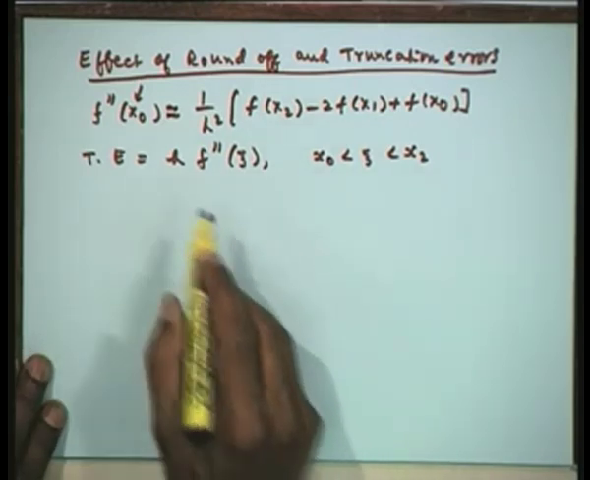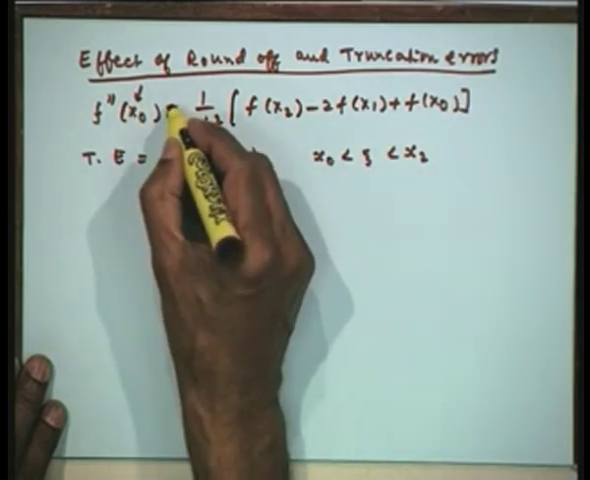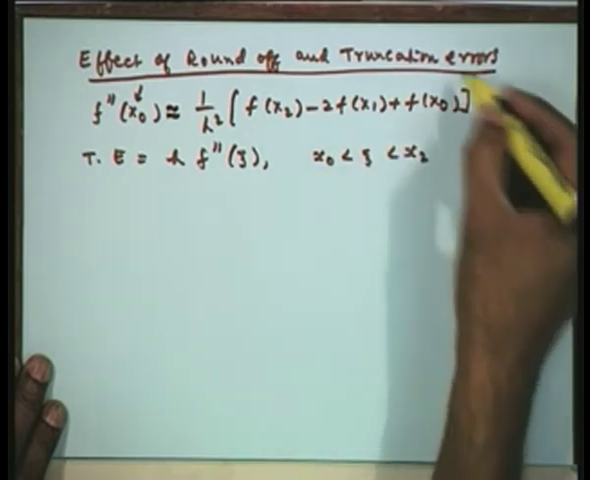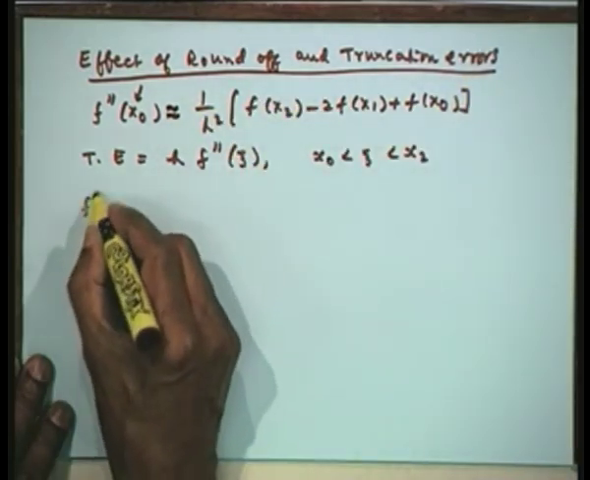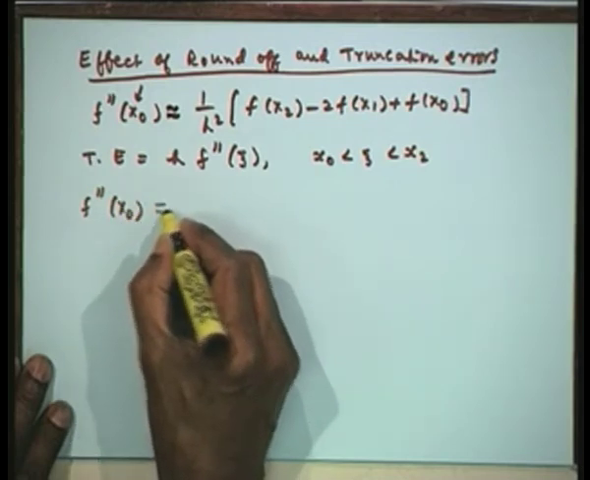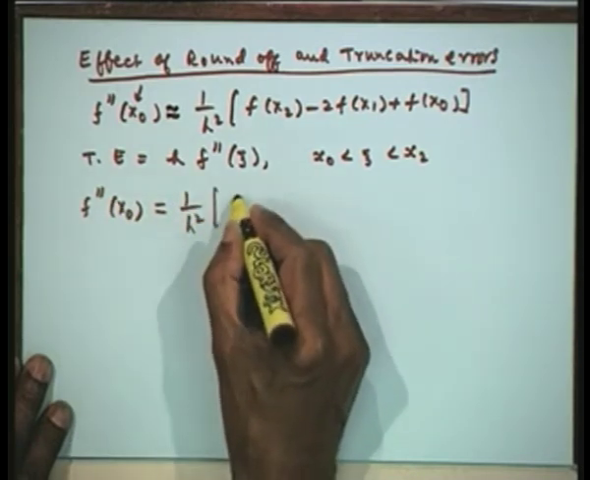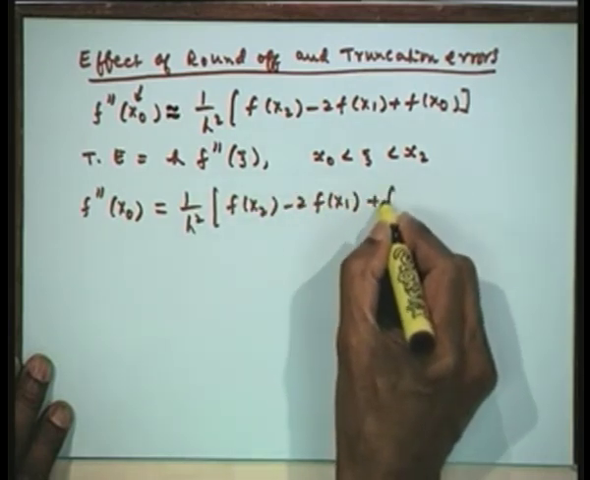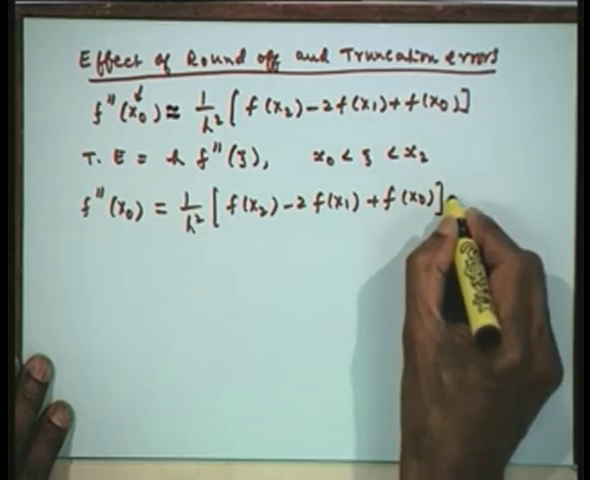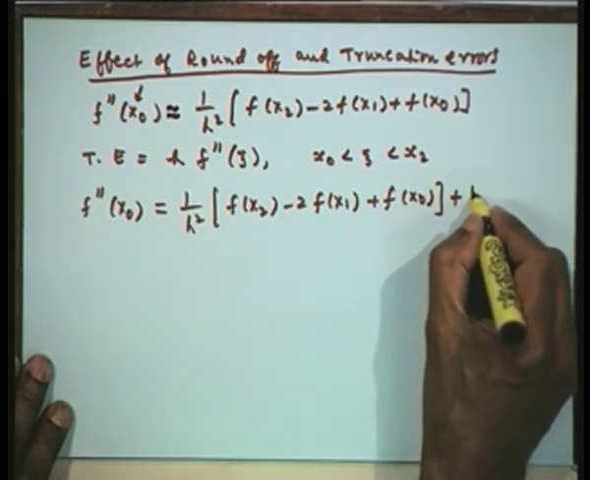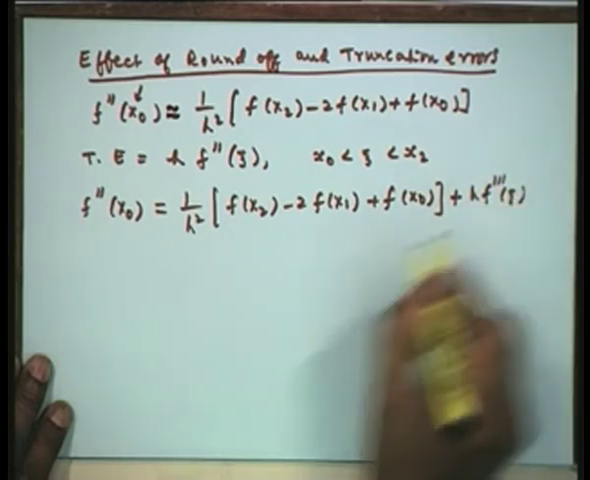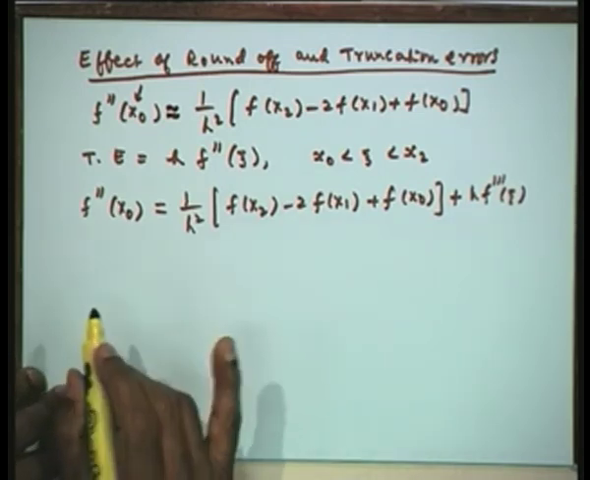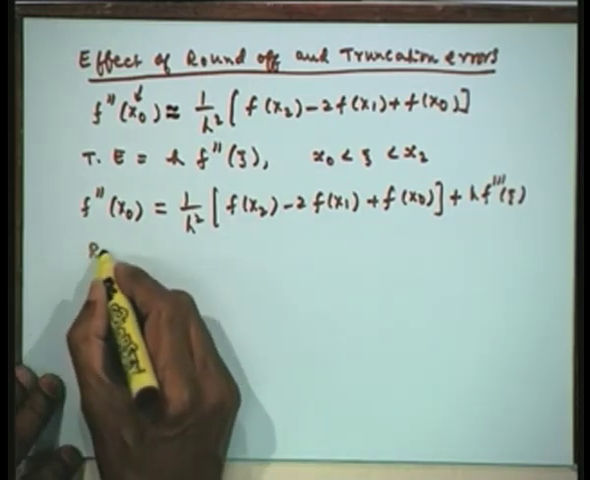Now, if I add the truncation error, here I put in approximately, it will become exact. So, I add the truncation error to it, whatever error is there, I will get the exact solution. That means, f double dash at x naught is equal to 1 upon h square, f of x 2 minus twice f of x 1 plus f of x 0, plus the truncation error h f triple dash of xi. Now, let us assume that there is round off error. So, let us say there is round off errors.